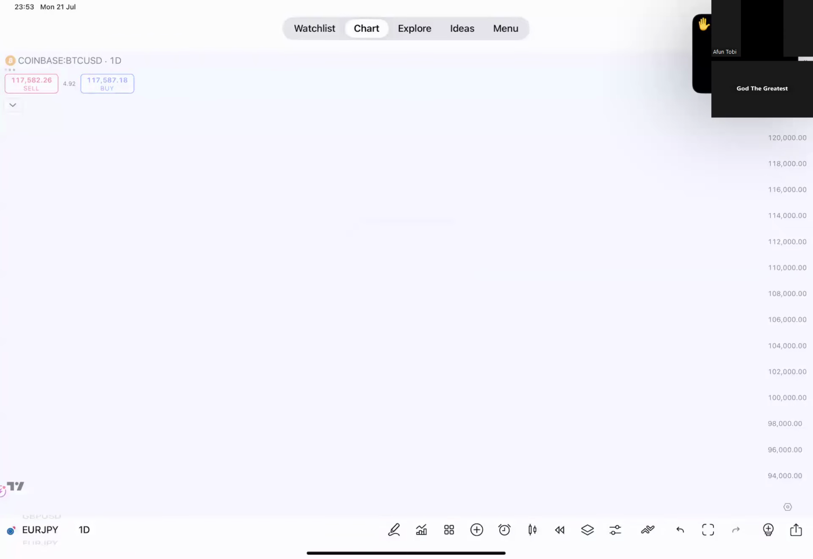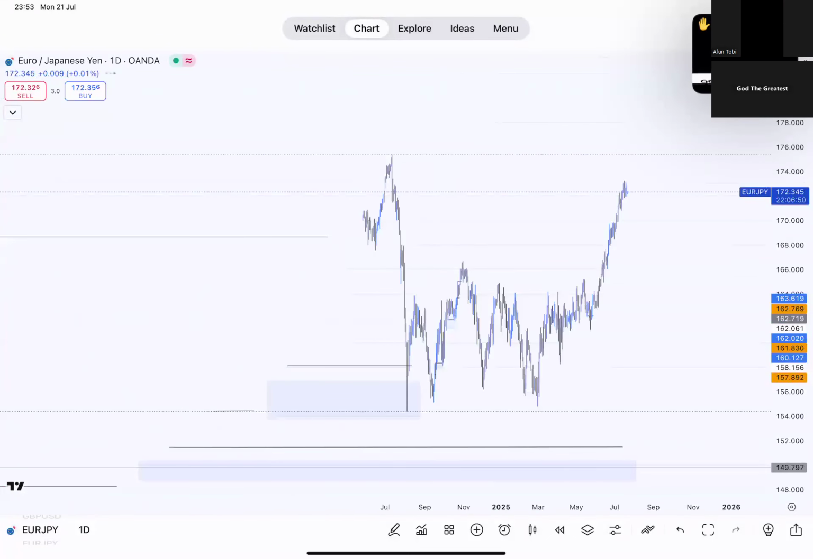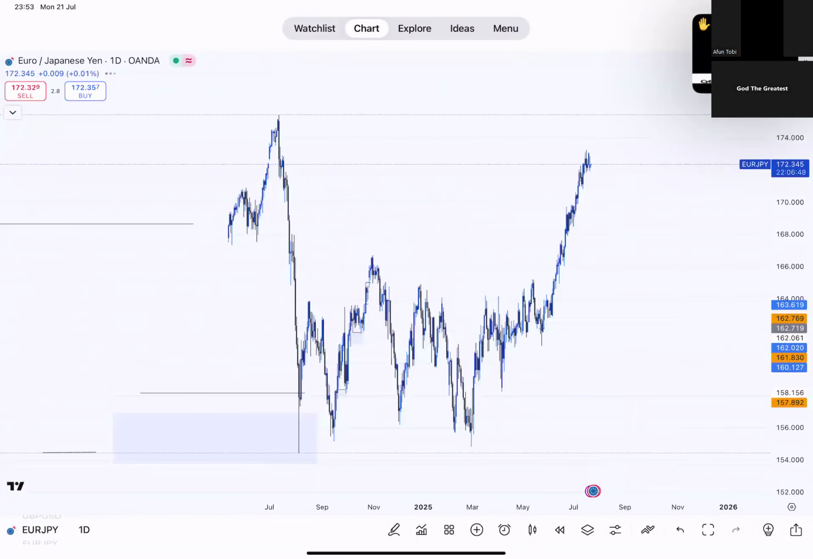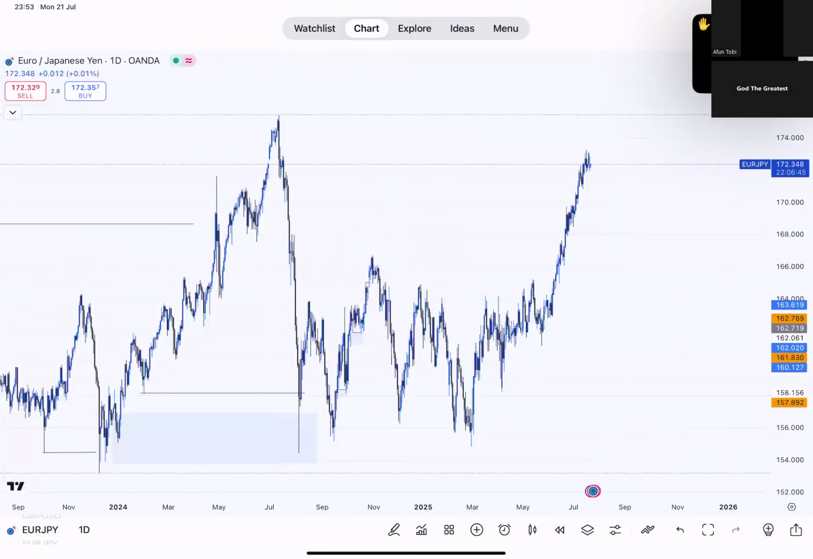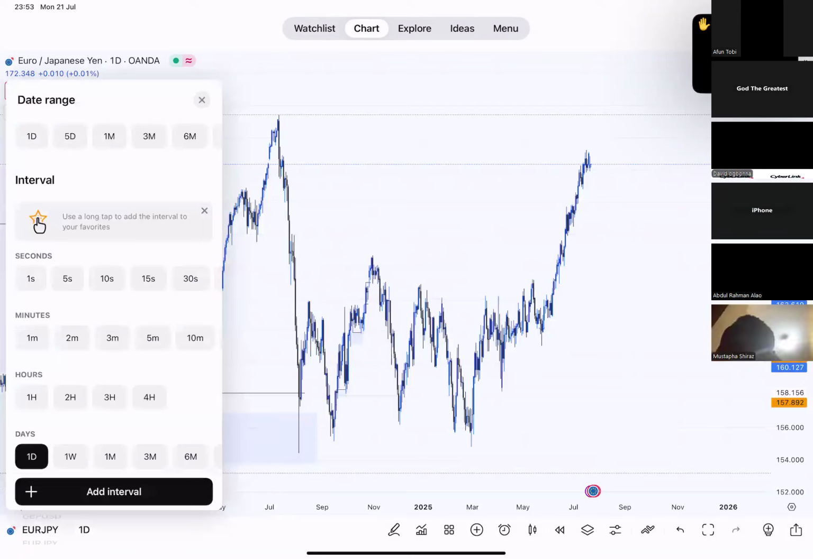Sir, I have a question on Euro JPY. Can you go to Euro JPY? Okay. Can you go to the 3 months time frame? Because I'm seeing bullish movement, but on 1 week, market is reacting from the order block.